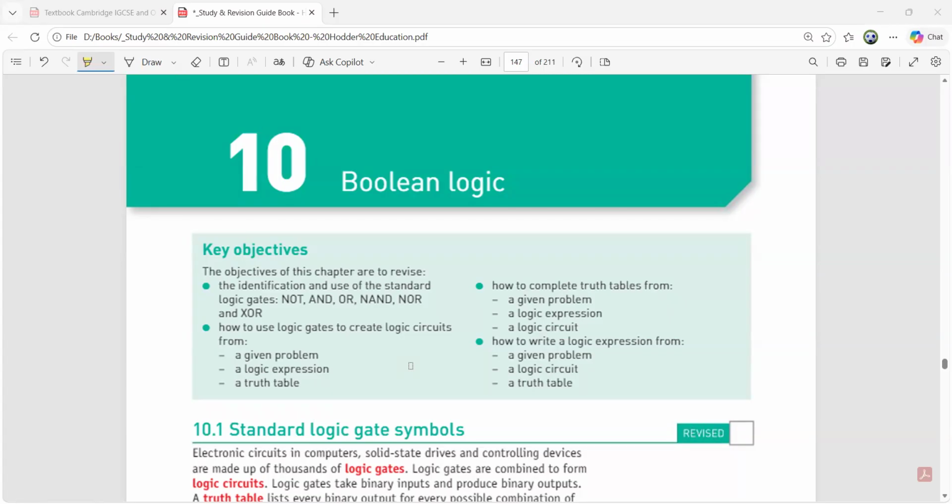Okay, children, today we are here for a very quick revision of chapter number 10, Boolean logic, the chapter that you normally enjoy a lot. That is very easy also, but let's very quickly recap what you need to prepare for your exam. The objectives of this chapter are mentioned here.